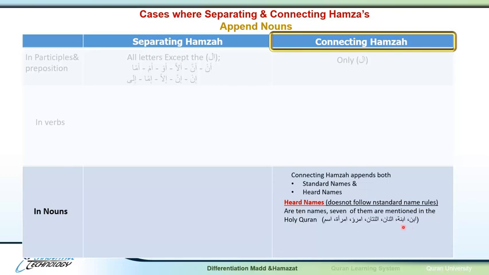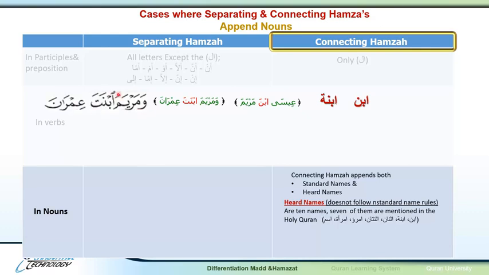And these 7 names are Ibn, Ibnah, Ithnan, Ithnatan, Umru, Imra'a, Wasm. And we're going to give an example from the Holy Quran on each. We'll start with Ibn and Ibnah. The example for Ibn is Isa ibn Maryam. Here, Isa ibn Maryam in the Uthmani script has a connecting Hamza, Hamza to Wasl, on top of it. Similarly, with Maryam ibnat Imran, we'll find in the Uthmani script it has a Hamza to Wasl.